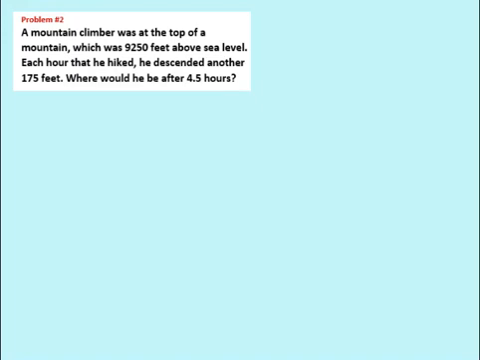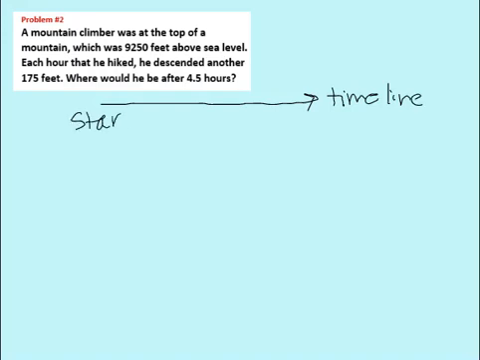So I know that I'm going to have a starting point, right? We're going to think of this as a timeline going left to right. There's always going to be a starting point, so I'm going to write start. Where is he at the start? I can see that he's 9,250 feet above sea level at the start, so I'm going to write that. I kind of like writing the word initially to give me an idea of what's going on.